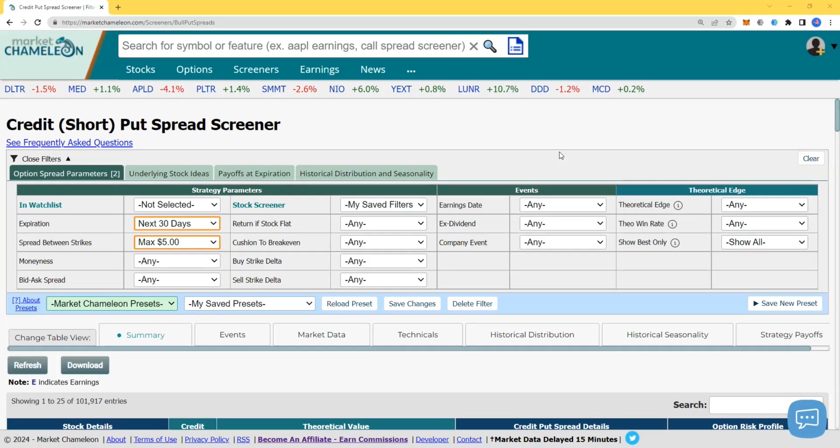How to find high market cap stock to sell credit spread, put credit spread tutorial. This is what we're doing today, but our focus will be on high market cap stocks like Google, Apple, Amazon, Tesla, Nvidia, etc.